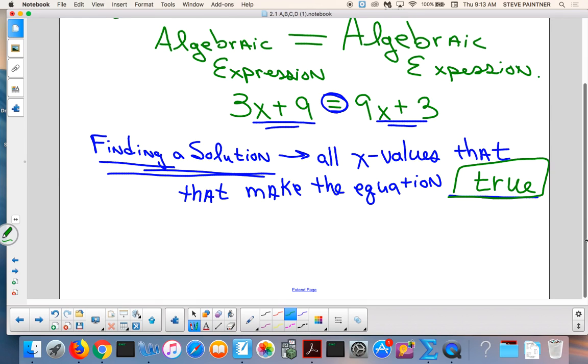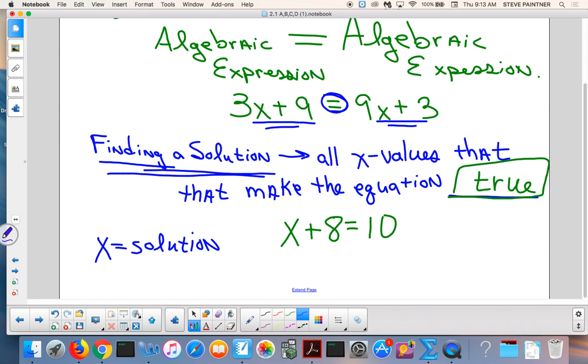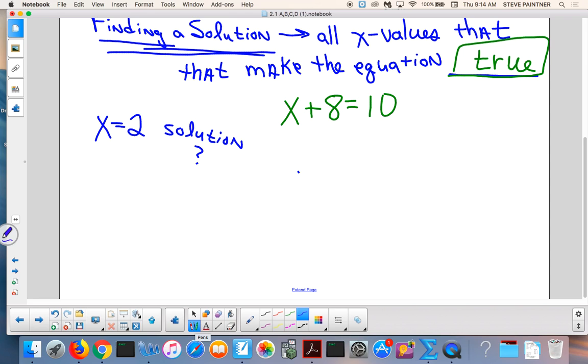Okay, so now let me give you an example. There's a really simple equation. X plus 8 equals 10. X equals 2 is most likely the solution. So the question is, is this a solution? Sorry. I was talking and thinking something else. Is x equal 2? Is it a solution? Well, how are you going to prove it to me that it is? You're going to plug it in, yeah.